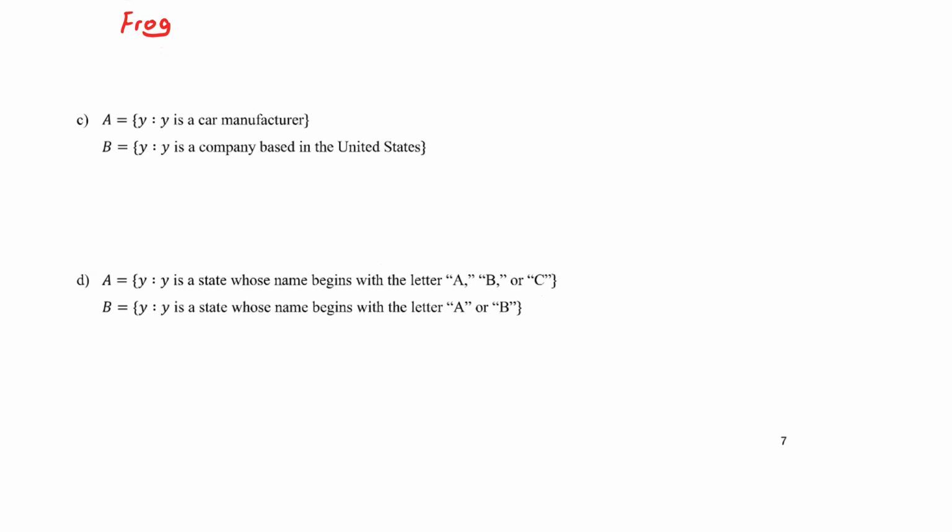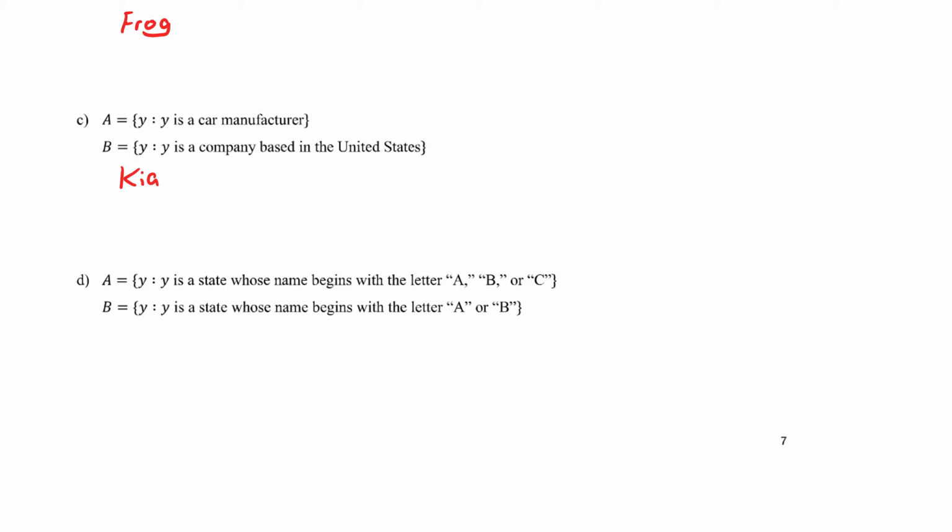Part C. The first set is the set of Y, where Y is a car manufacturer. And then our second set is that it is a company based in the United States. So we need a car manufacturer, and then we need one that's not based in the United States. So we could say Kia.